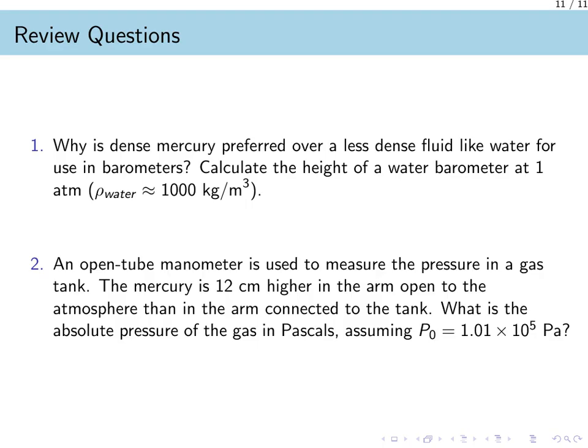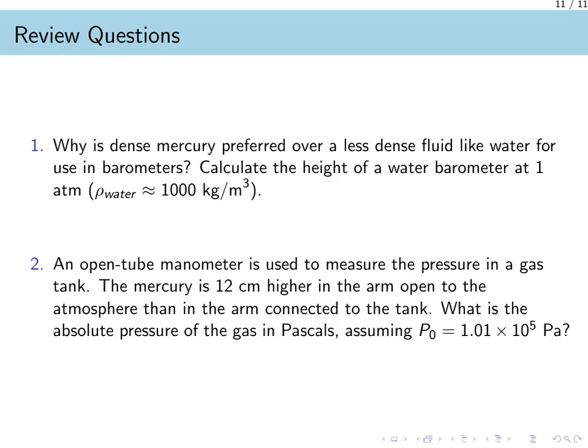To wrap up our discussion, here are 2 review questions to help you check your understanding of pressure measurements. The first question explores why we use a very dense fluid like mercury in barometers. It asks you to calculate what the height of a barometer column would be if we used water instead. Recall that atmospheric pressure is balanced by the pressure of the fluid column, which is the density times g times h. Since water's density is much lower than mercury's, you will find the resulting height is impractically large.